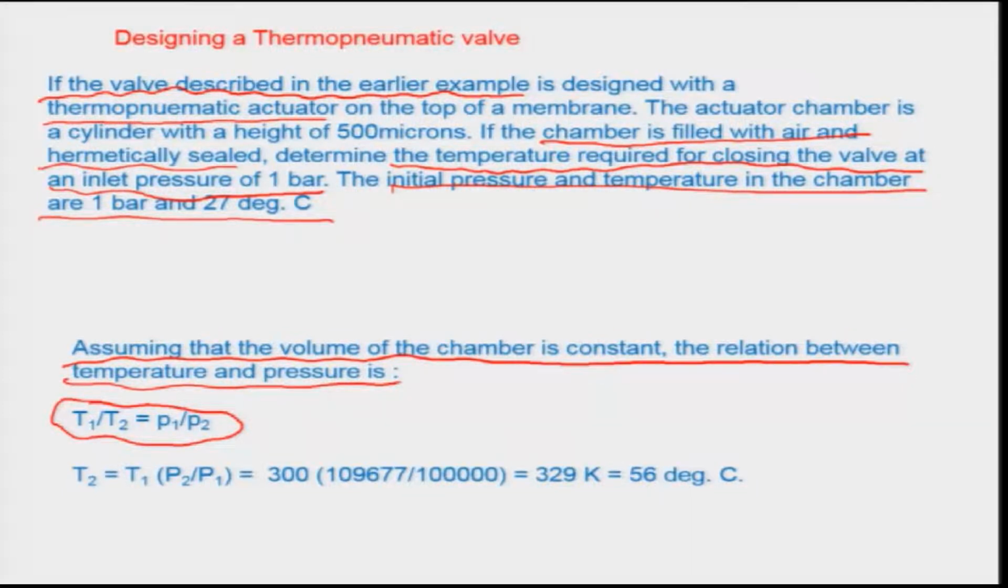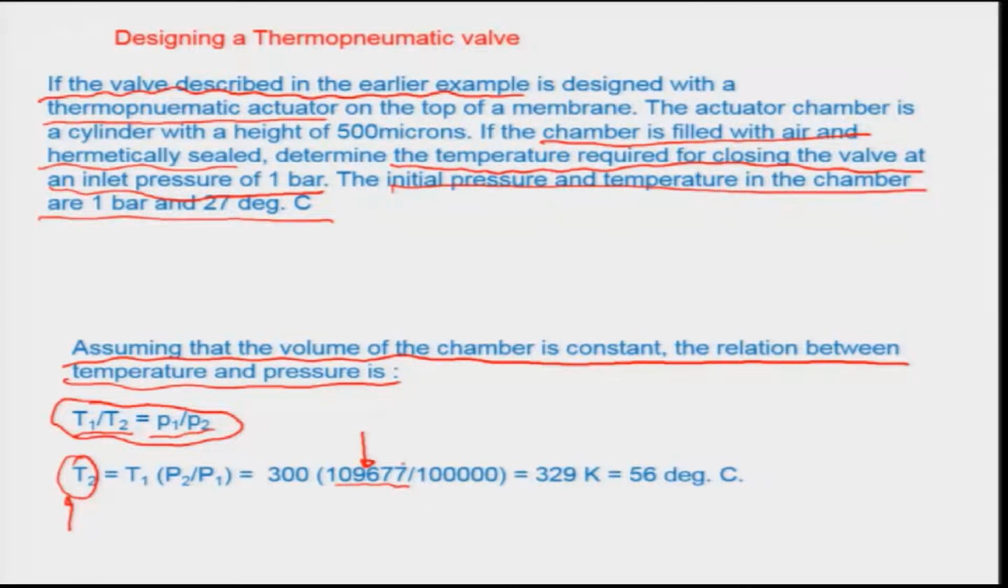You have T1 by T2, that is the temperature ratio between the initial temperature T1 and the final temperature T2, being proportional to the pressure ratio, that is P1 by P2. And so, the temperature that is needed for a pressure rise, which is equal to the force needed for actuation. In this case, you already found out the total amount of pressure that is needed for the start of actuation of the valve is 109,677.